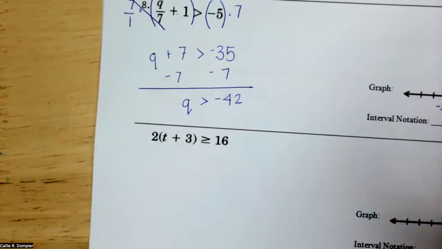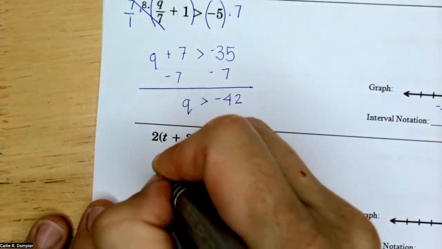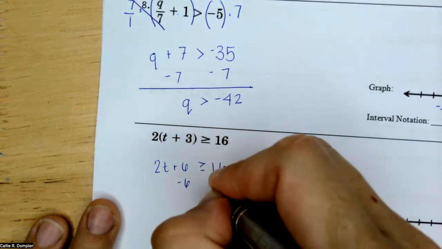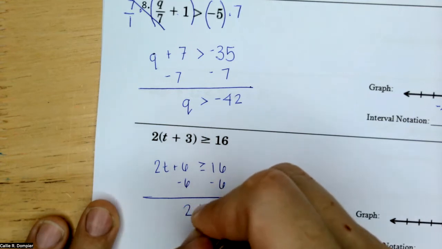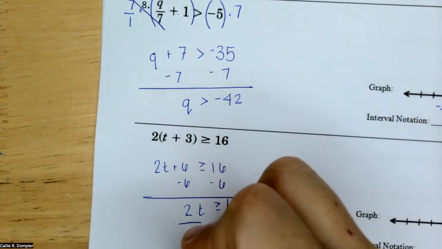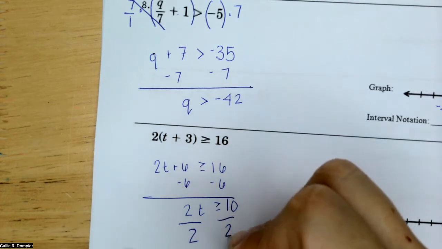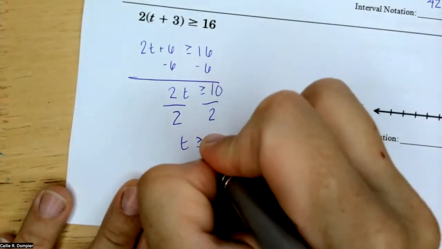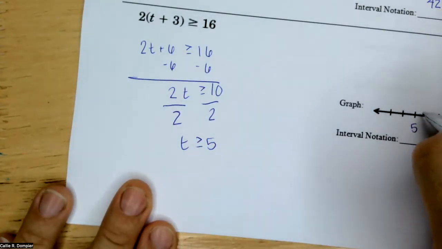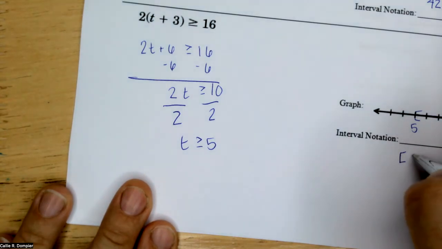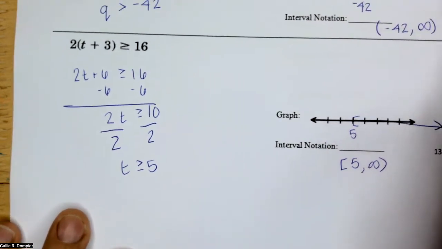Here we're going to distribute the 2. 2t plus 6 is greater than or equal to 16. Subtract the 6. I get 2t is greater than or equal to 10. Divide by 2. It's a positive, so we don't need to worry about changing the sign. T is greater than or equal to 5. Here's 5. It's greater than or equal to 5, so it'll be bracket 5 to infinity.